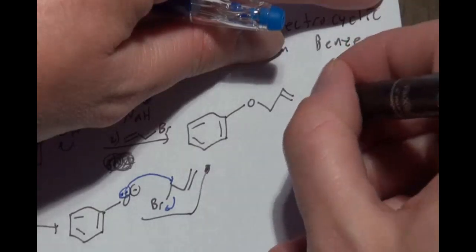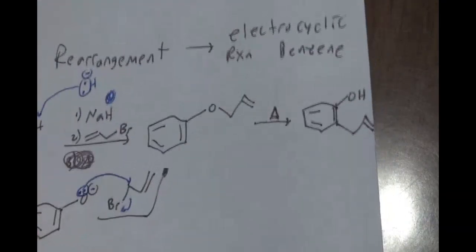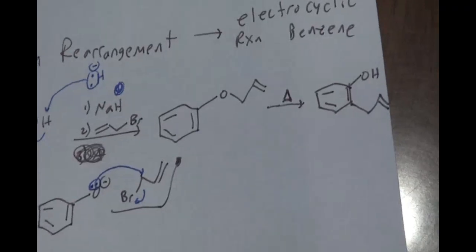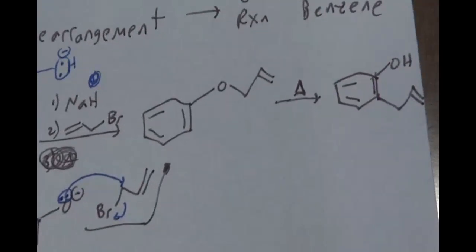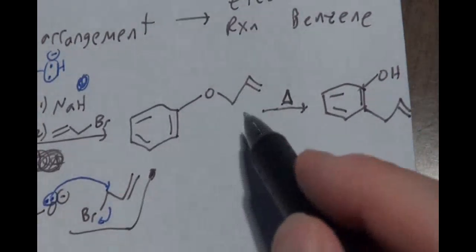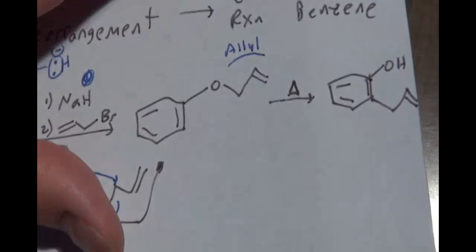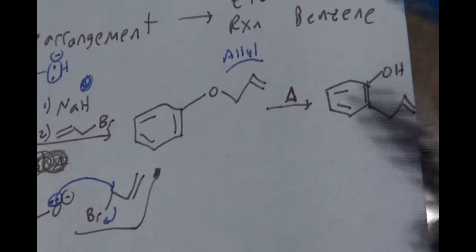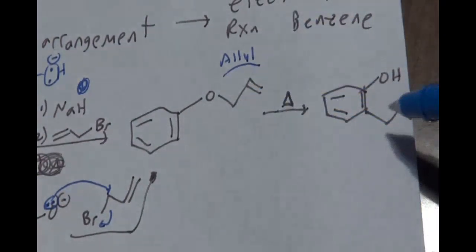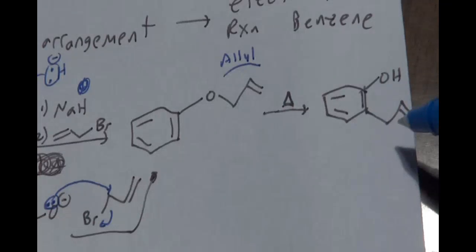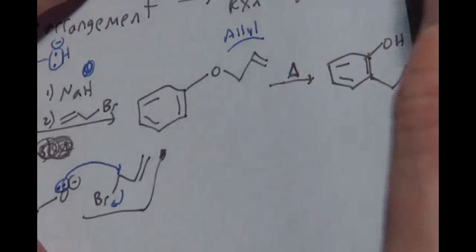On heating, something happens where this group, what's the name of this group? It's called an allyl. A-L-L-Y-L. The allyl group transfers from the oxygen to the ortho position on the benzene. Okay, so yeah, let's just show it. It's not that weird.